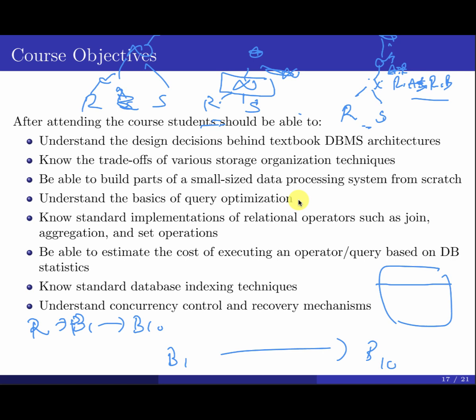We're going to see which one makes sense based on the statistical information that's available. For example, how many tuples do you have in this relation? How many unique attribute values for the specific attributes, etc.? How many blocks are required to store the entire relation?